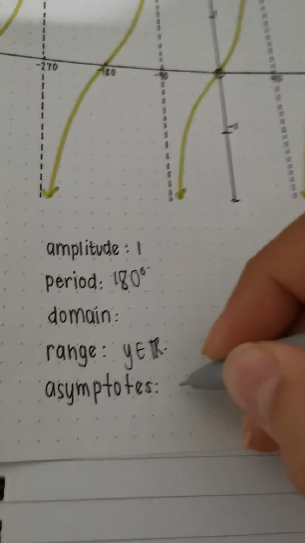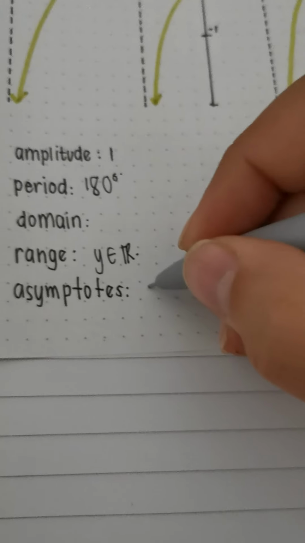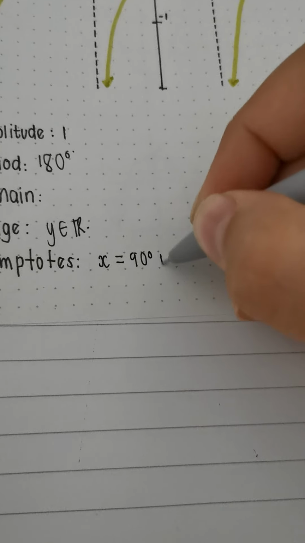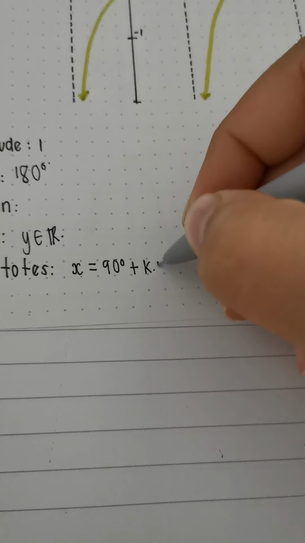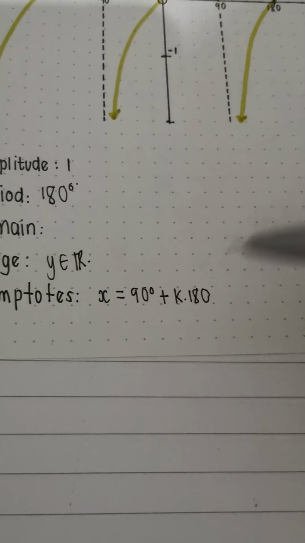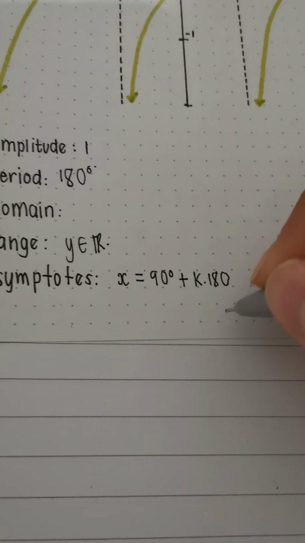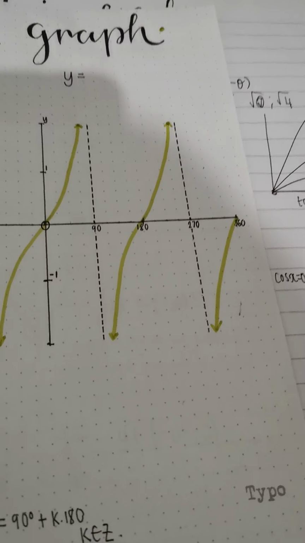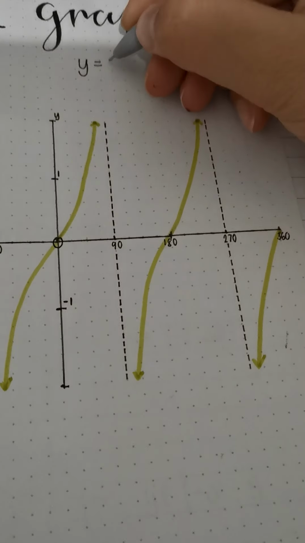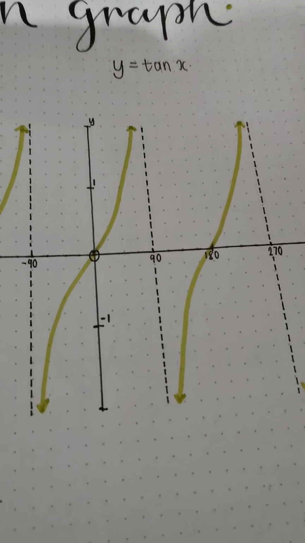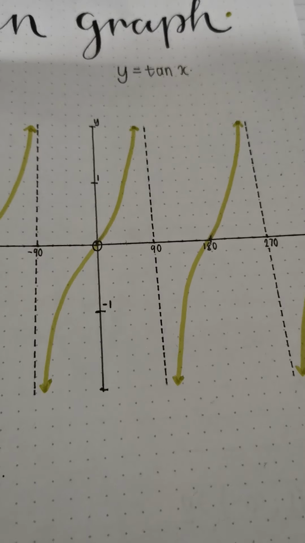So it starts, let's write this down, where x is equal to 90 degrees plus every 180 degrees. And how do we represent that in general solution or in trig? We say k times 180 degrees, k is an element of integers. And that's all that you need to know about the tan graph. Oops, I forgot to write down here y equals tan x. That's all you need to know about the tan graph.